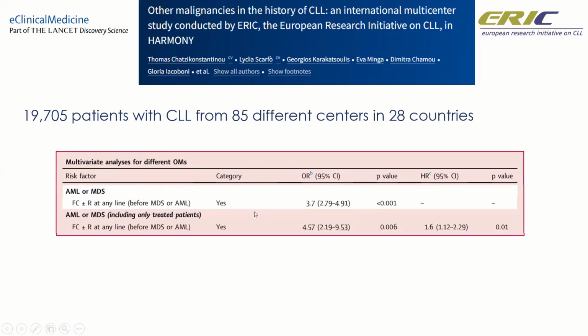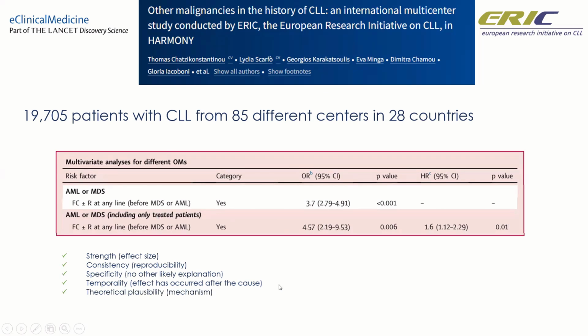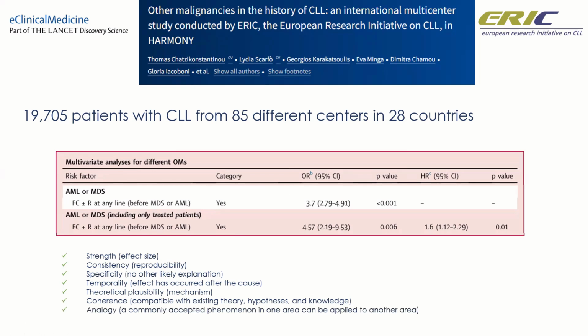And if we assess the Bradford Hill criteria, we will see that we have a large effect size. We have consistency because others have found the same thing in smaller cohorts. We couldn't think of another explanation, so we had specificity. We also have temporality: the patients received the chemotherapy for chronic lymphocytic leukemia, and then they developed acute leukemia. We had a clear mechanism. These drugs are cytotoxic. They are causing damage to the DNA, and this can cause acute leukemias. We had coherence. This was a hypothesis before we conducted the study. And we also had analogy because others have found the same thing in solid tumors, where chemotherapeutics can cause acute leukemias.